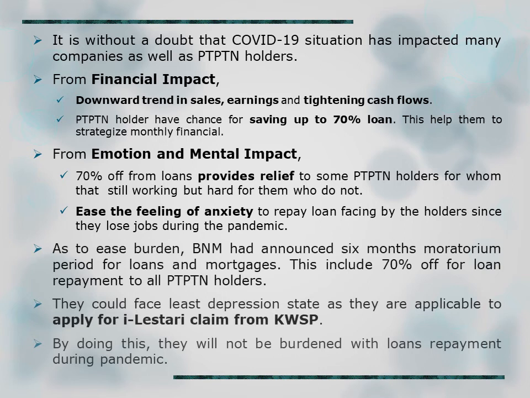Previously, BNM had announced a 6-month moratorium period for loans and mortgages to ease the burden. They could face the least depression as they can apply from KWSP. So by doing this, they will not be burdened with loans during the pandemic.